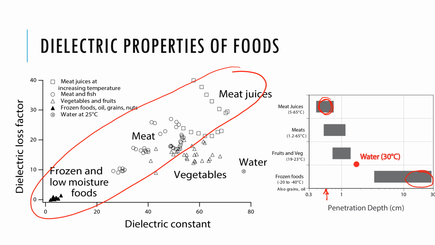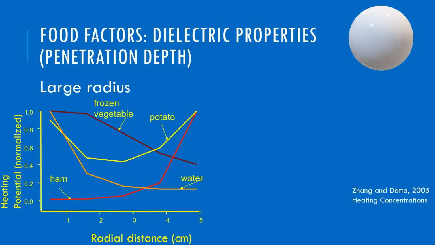Let's look at the effect of these properties for some specific combinations of situations. We have chosen spherical foods to study the effect of dielectric properties on the microwave absorption. And we are going to do this for two groups of food, two different sizes. First, for the large radius.